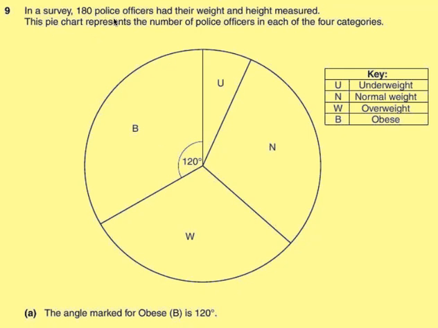Question number 9. In a survey, 180 police officers had their weight and height measured. This pie chart represents the number of police officers in each of the 4 categories. So we have underweight, normal, W for overweight, and B for obese. The angle marked for obese, B, is 120 degrees. So we've got a total of 180 police officers.